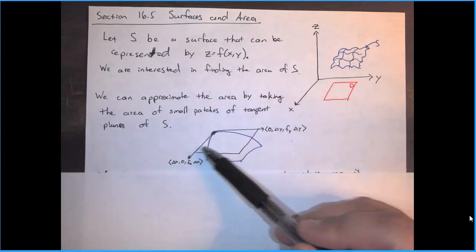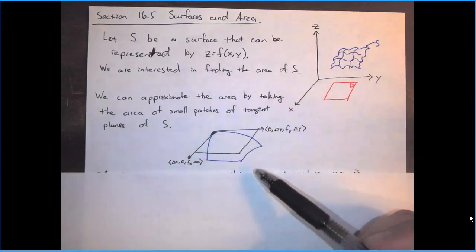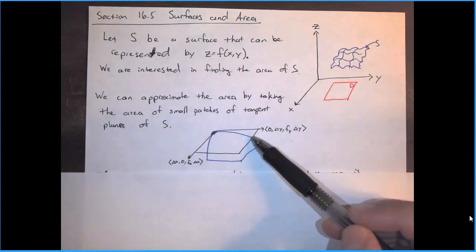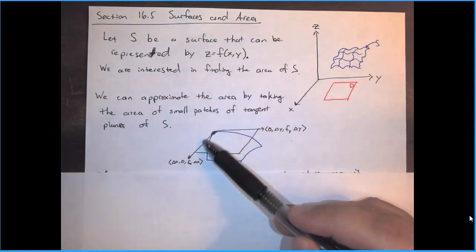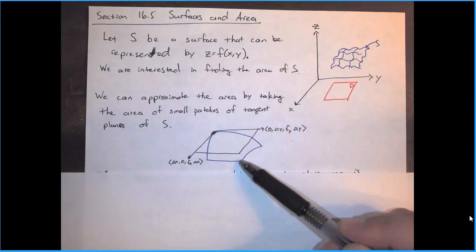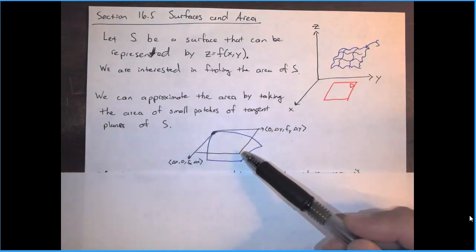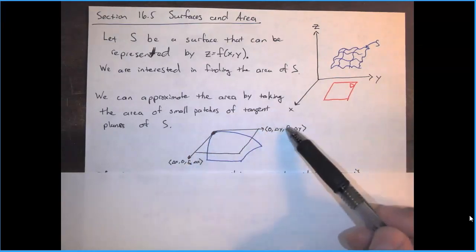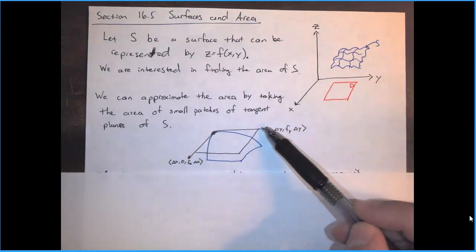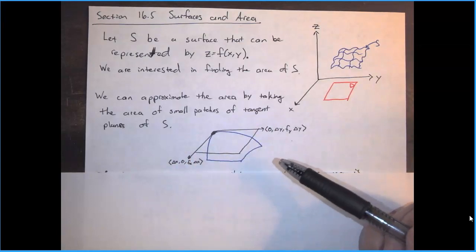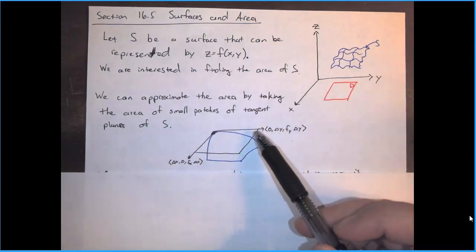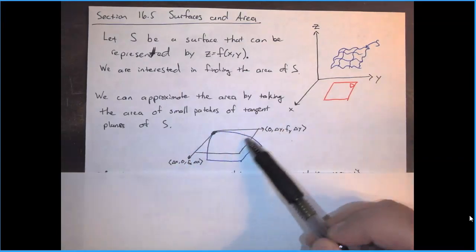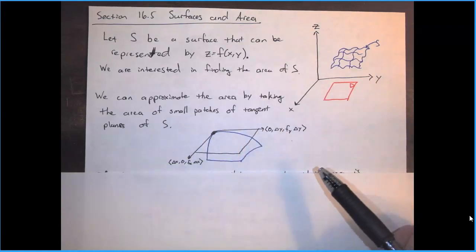So now I have a tangent plane, or a small patch of a tangent plane, tangent to a small patch of my surface. I'm going to use this tangent plane to approximate the area of the surface. But this tangent plane is going to be a parallelogram, as long as these two vectors are not parallel, which they won't be because one's going in a y direction, one's going in an x direction. Then I can use them to find the area of this parallelogram, which is the tangent plane.